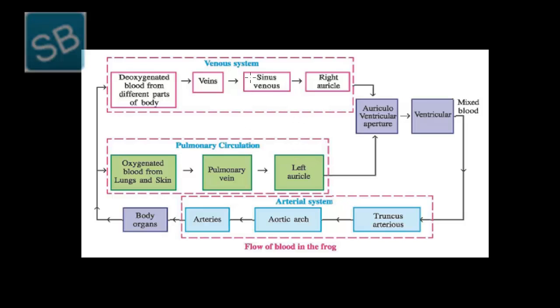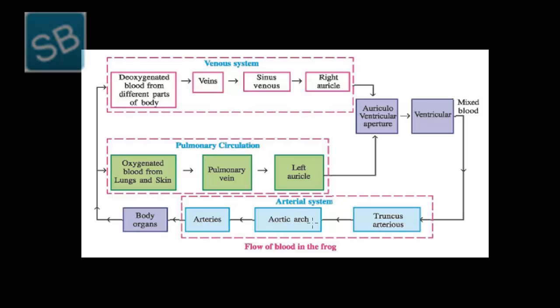As seen from the figure, it comprises three systems: venous system, arterial system and pulmonary system. In venous system, the deoxygenated blood gets collected from the body and passes on to the right auricle, which is collected in veins via sinus venosus. Then in pulmonary system, the oxygenated blood from lungs and skin gets collected to left auricle via pulmonary veins. This blood gets mixed up in the ventricle, which is carried via auriculoventricular aperture. Then this mixed blood via truncus arteriosus flows into arteries via aortic arc.